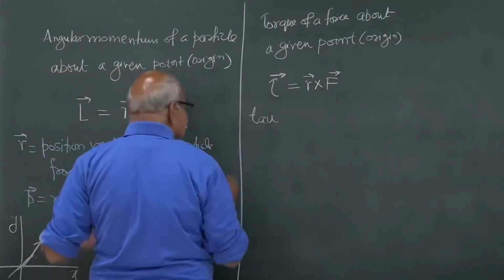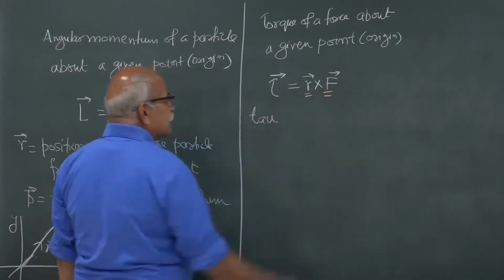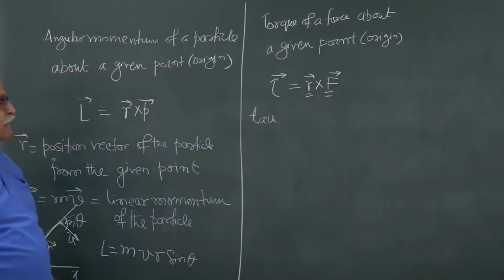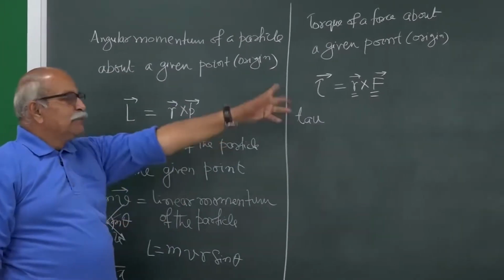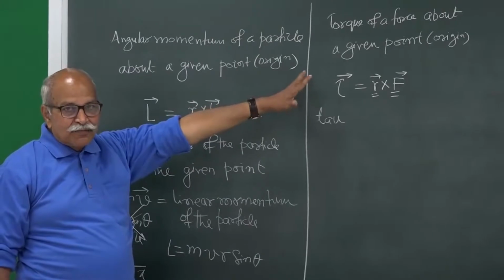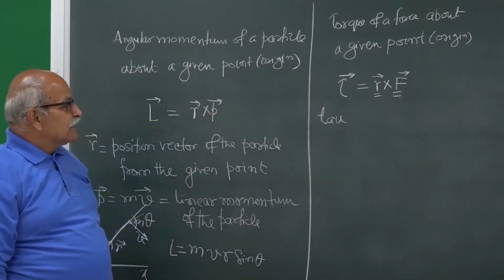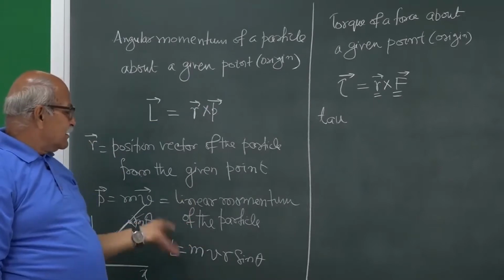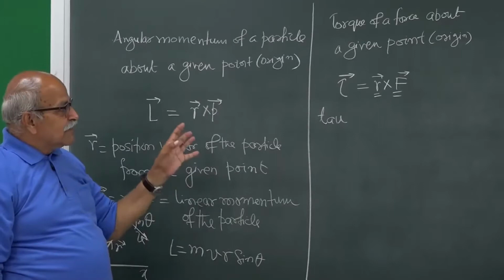Once again the similar story, it will be perpendicular to this r vector, it will be perpendicular to this F vector, and along that perpendicular, this side or that side will be decided by the rules of cross product. You know how to get the direction of this cross product, and the magnitude will be once again r into F into sin theta, a similar picture here. So, that we define as torque.